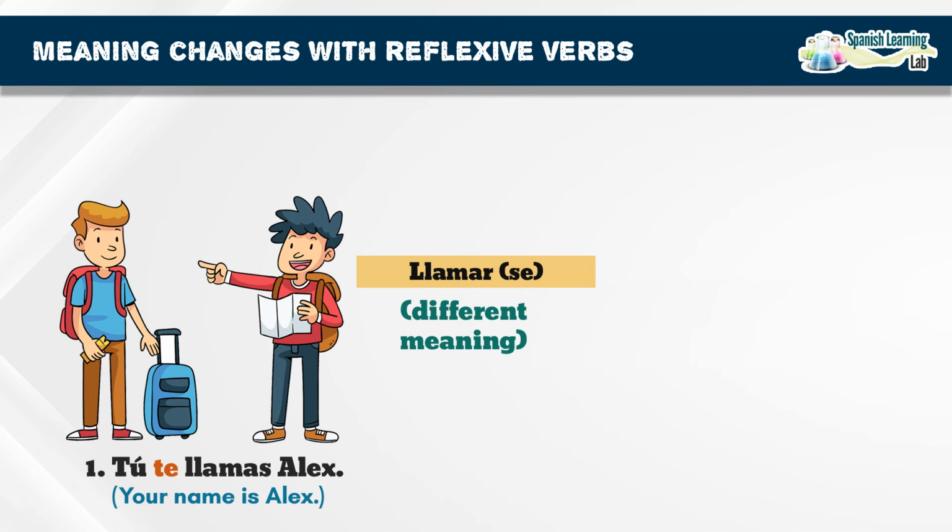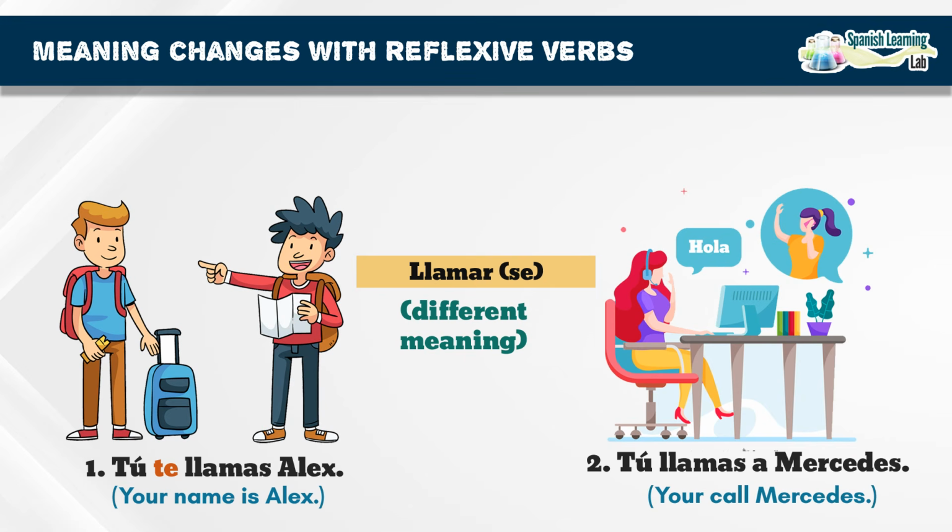Tú te llamas Alex. Tú llamas a Mercedes. In the first sentence, by using the reflexive pronoun te plus the verb llamar, we are given the name of a person, whereas in the second, without a reflexive pronoun, the verb llamar refers to talking on the phone.